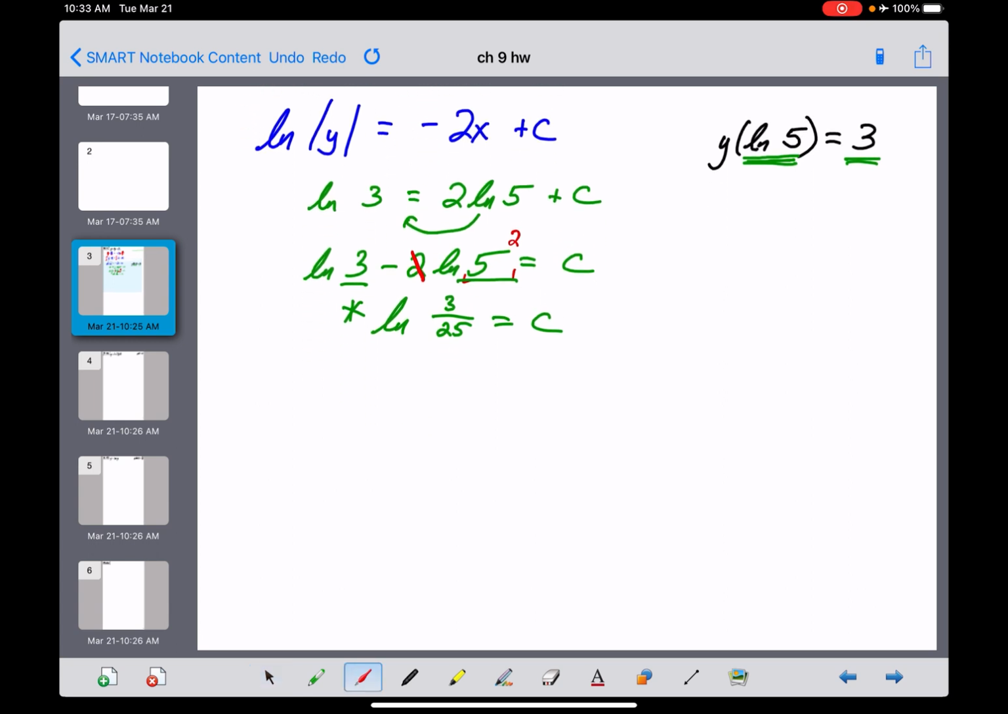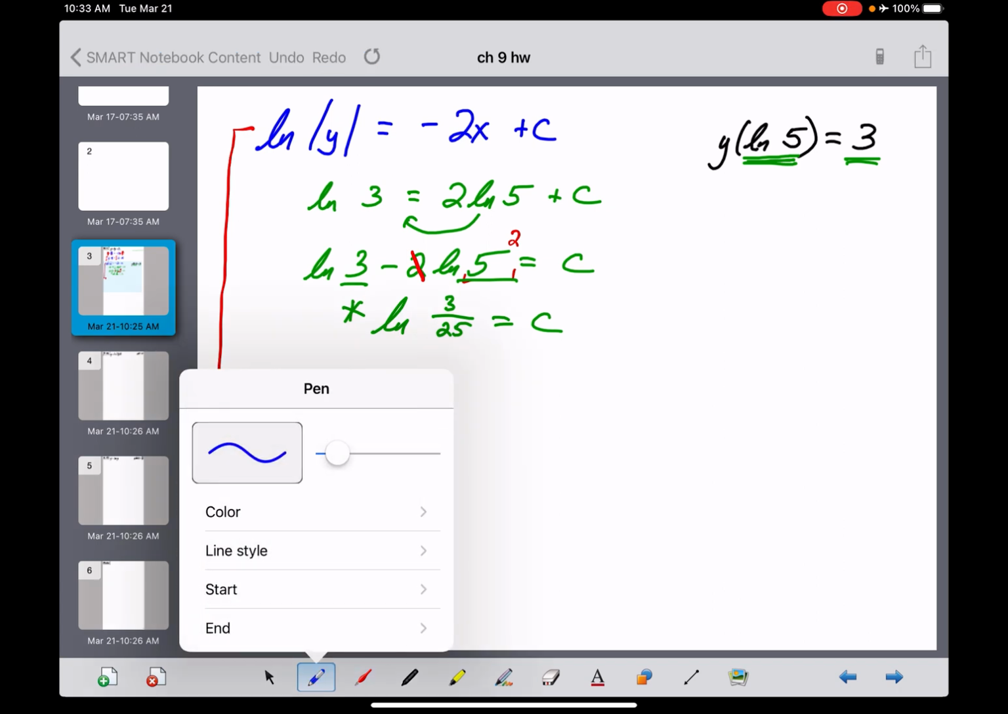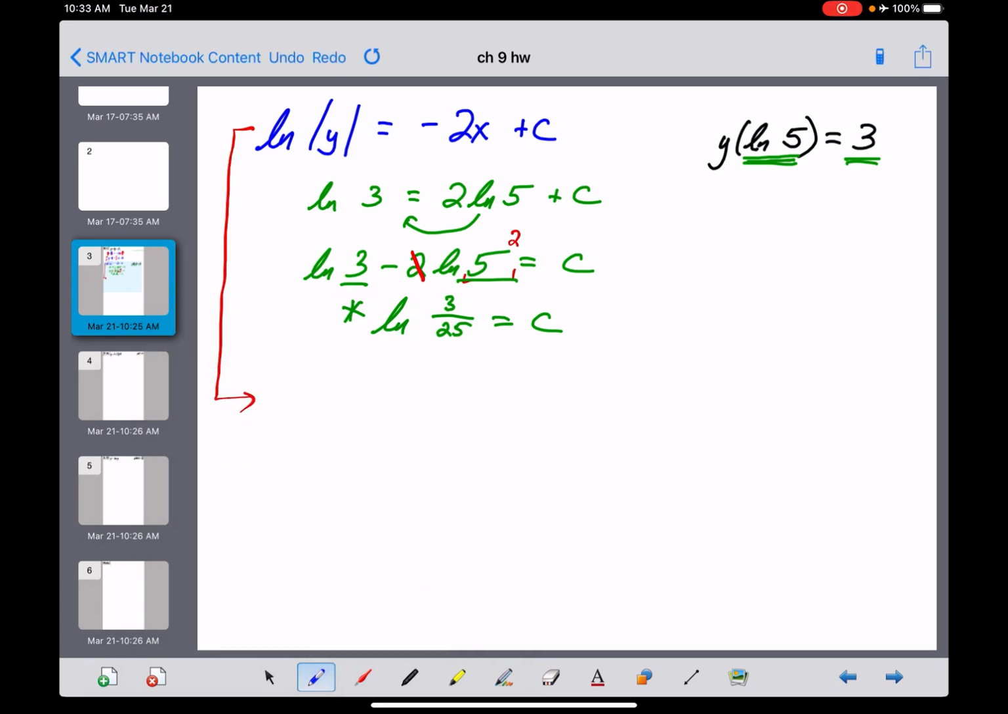Okay, so with where we are right now, let's go back to where we were a moment ago in blue here, and let's continue on our process now of solving for y, but now we know what c is, even though it's not very pretty. The natural log of the absolute value of y is going to equal a negative 2x plus the natural log of 3/25. Okay, that's what we got.